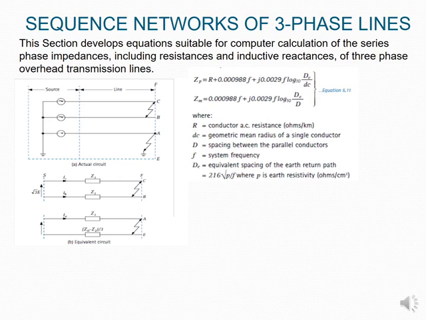I introduced something called a ZP, which has got that formula in it, and a ZM, which has got that formula in it. Now, when we're talking about the D's in there, we're looking at your distances between your phases. So our R is the conductor, which is your AC resistance, in ohms per kilometer. Our DC, that is the geometric radius of a single conductor. And our big D is the spacing between your parallel conductors. Then you've got the frequency of your system, and the last one, which is your DE, being your equivalent spacing of the earth return path.